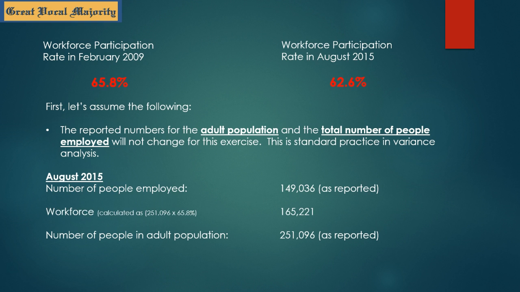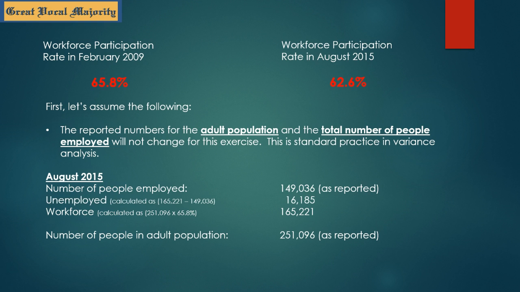Next, we can calculate what the workforce number should be, because we are assuming in this exercise that the workforce participation rate hasn't changed since February 2009, which was incidentally Obama's first full month in office. That's why I'm using that particular date. So if we use 65.8% and multiply it by 251,096,000, which is the number of people in the population, we can see that the workforce would be 165,221,000.